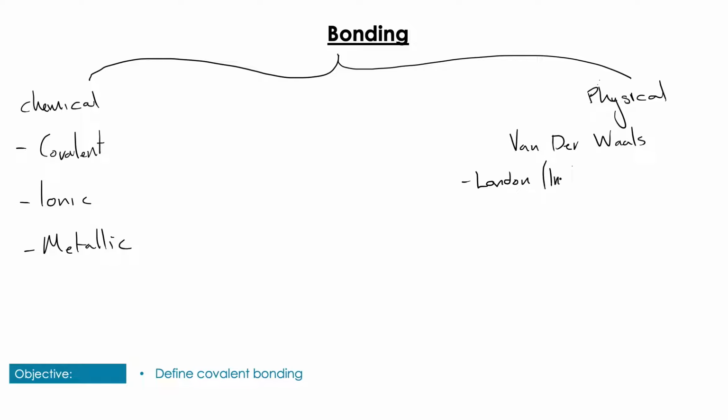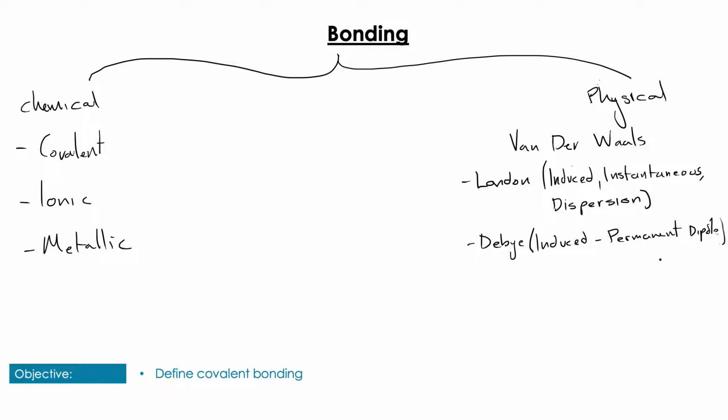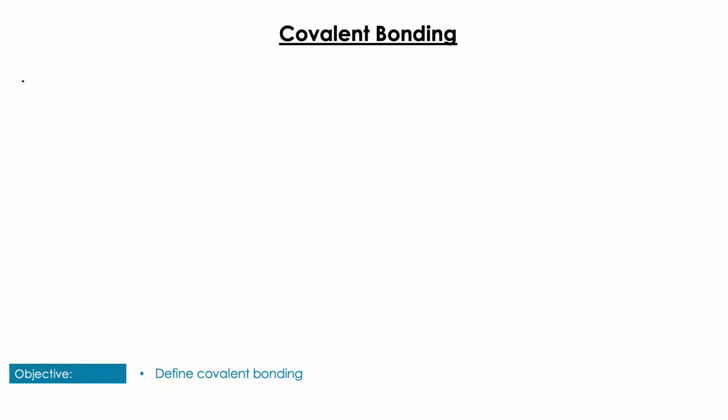These split into three main categories: London forces, which are also called induced dipole, instantaneous dipole, and sometimes dispersion forces. We also have Debye forces, which are also called induced to permanent dipole forces. And lastly, we have Keesom forces, which are also called dipole-dipole forces or permanent dipole to permanent dipole forces, and can also include hydrogen bonds. For now though, let's bring our attention back to covalent bonding.